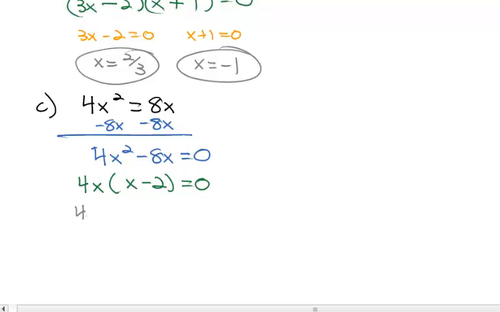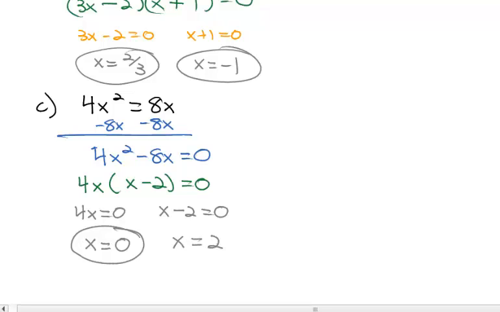Once it's factored, we set each factor equal to 0. 4x equals 0, and x minus 2 equals 0. Dividing both sides by 4, our first answer is 0. Adding 2 to both sides, our second answer is 2. The reason we couldn't divide by x here is that indeed it turned out that we were dividing by x equals 0, and we can't divide by 0. Whenever there's x squared and x, make the equation equal to 0 and factor.